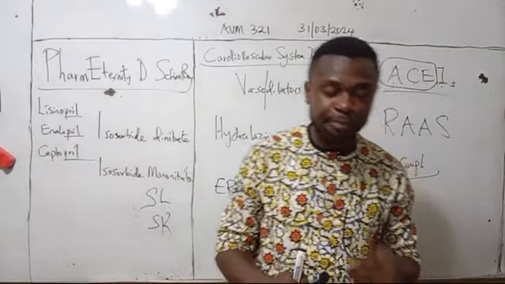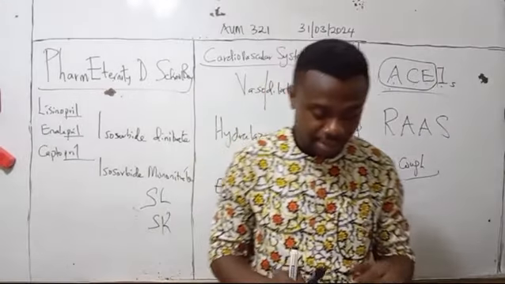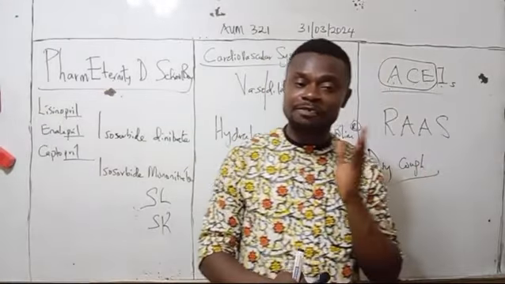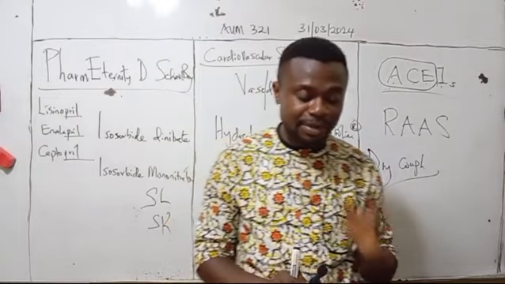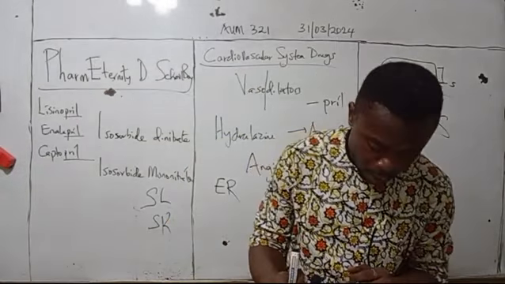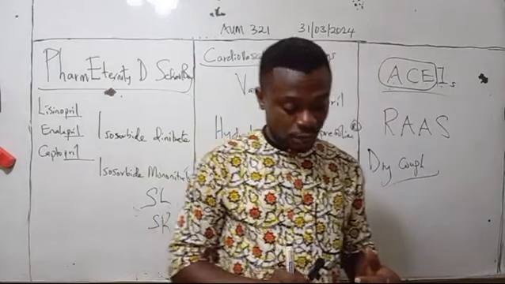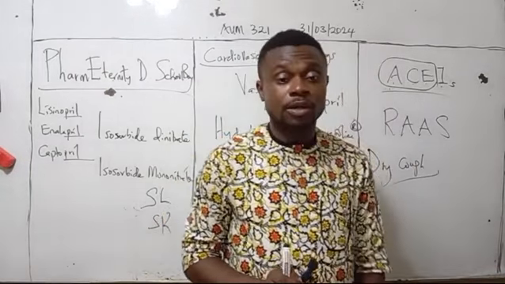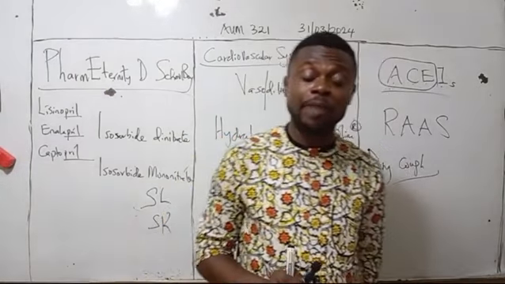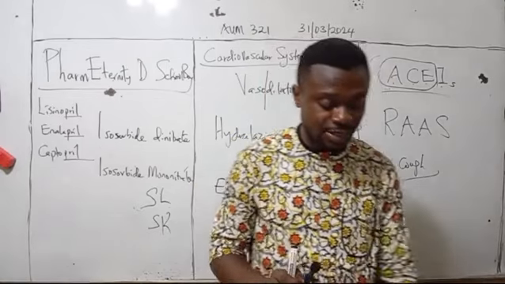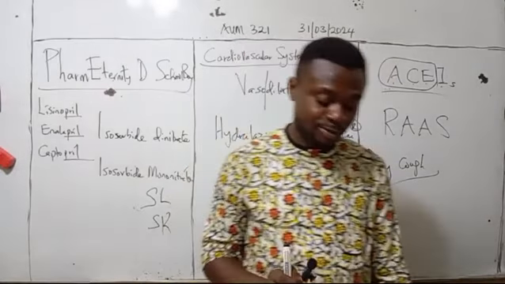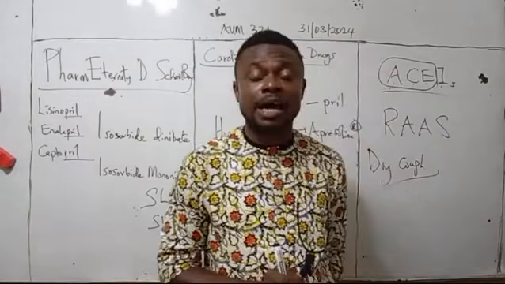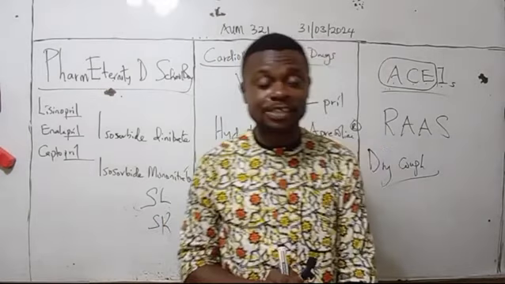Then we have ramipril, but this is combined with hydrochlorothiazide, as 1.25 milligram, 2.5 milligram, 5 milligram, and 10 milligram capsules. So the daily dose is 2.5 to 10 milligram daily. We also have trandolapril.